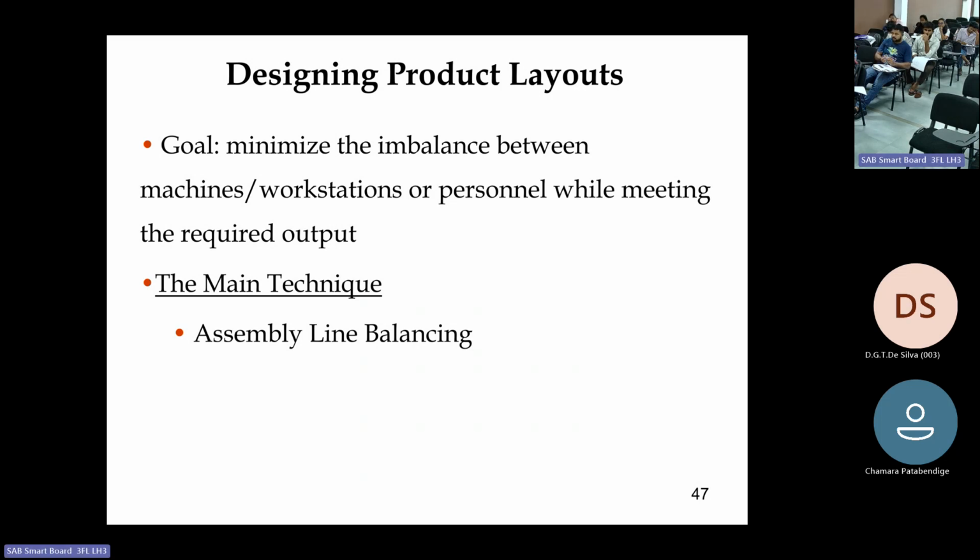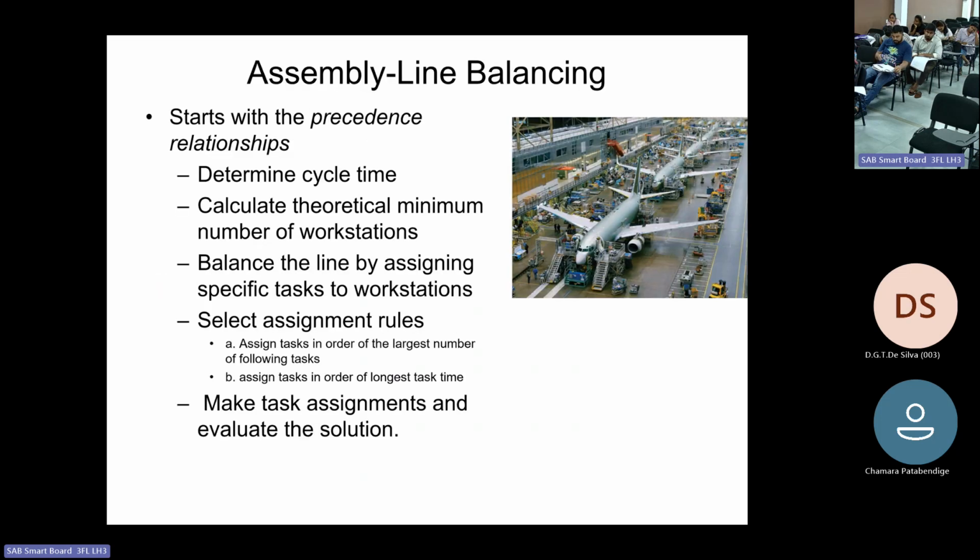The other goal is to minimize the imbalance between workstations in the layout. So the imbalance between the machines or the personnel, while meeting the output requirement. The technique is called assembly line balancing. With an example, I will just introduce you to that. So for that, these are the steps to follow.